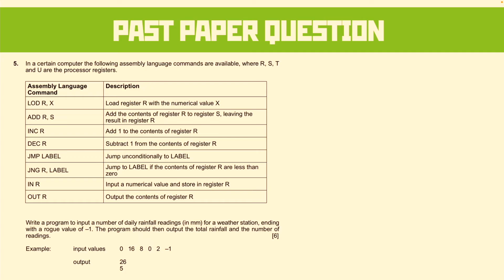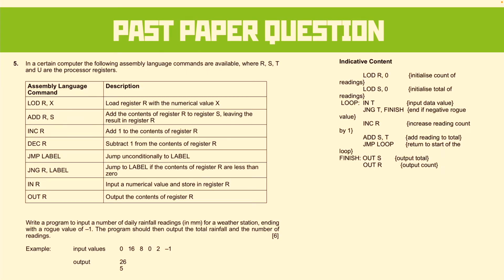Okay, so we need to make sure that as we're inputting the values, we're adding those values together and counting how many there have been. This is an example of what you might get. You might initialize your readings to 0, initialize the total. I notice they've used labels here to make this a bit easier. They might input the value. If it's negative, jump to the finish, and you'll see the finish at the bottom here as output of the total and the count. But if we're not finishing, we're going to increase the reading count, add the reading to the total, and return to the start.